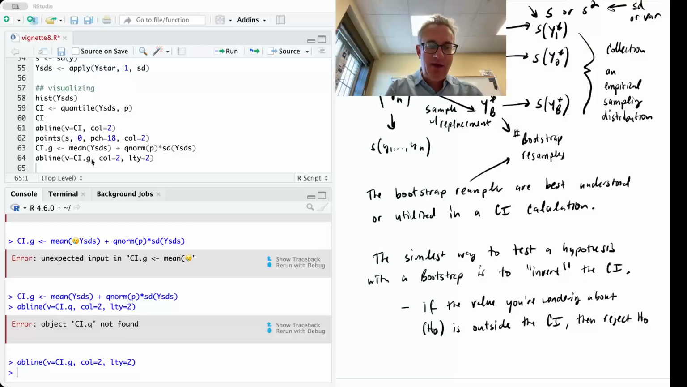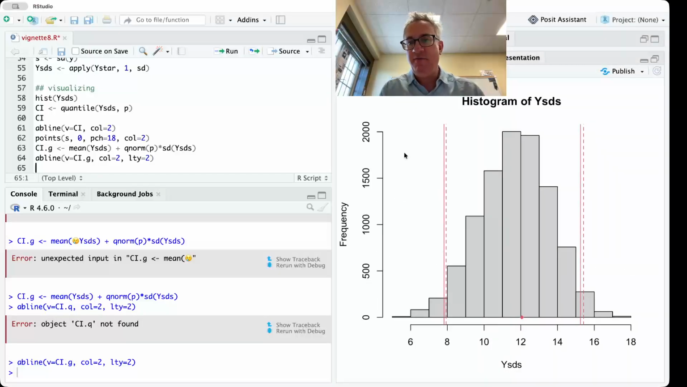So looking back at this plot here, or at these confidence interval calculations, if I wanted to test a hypothesis about sigma, and I wanted to know, could sigma be 10? Well, 10 is in that interval, so I wouldn't be able to reject that null hypothesis. But if I was testing about 6, I would be able to reject that hypothesis. So that's the bootstrap.